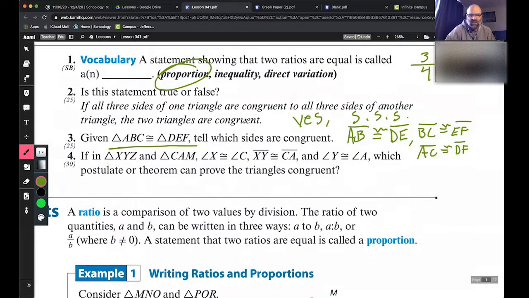All right, so the last one, if triangle XYZ and CAM... Phones away. Put the phones away.